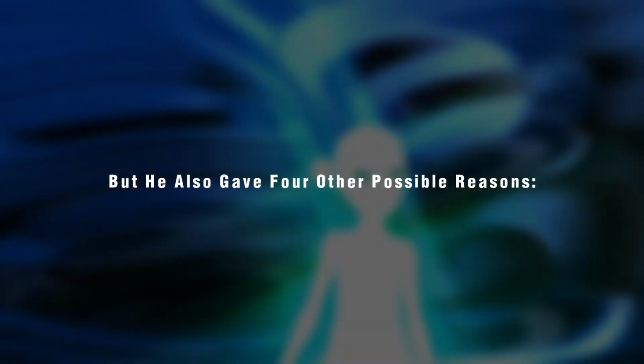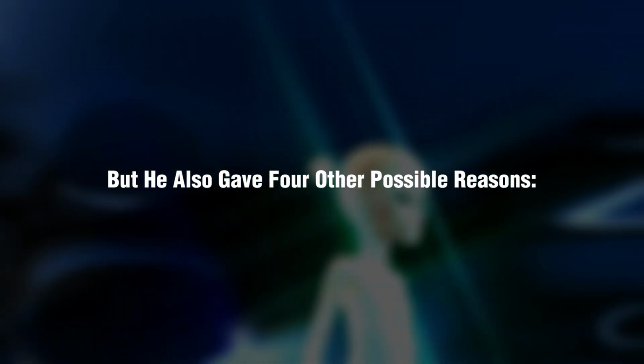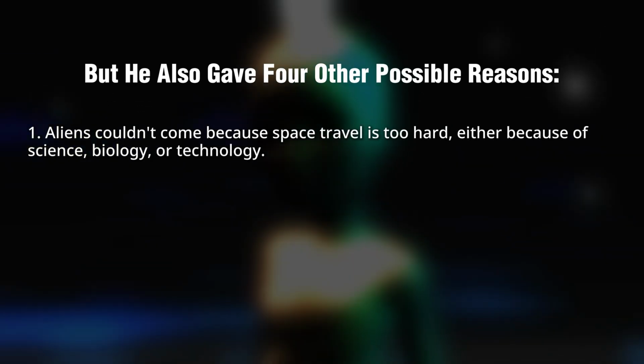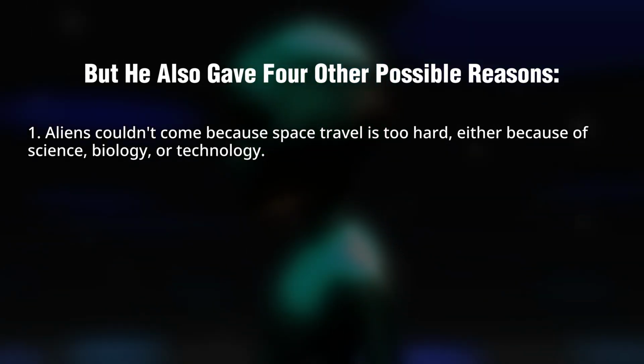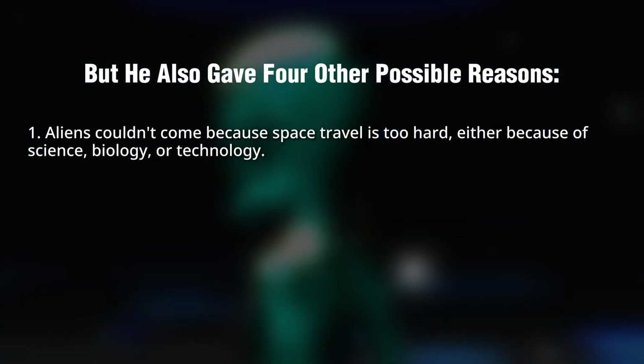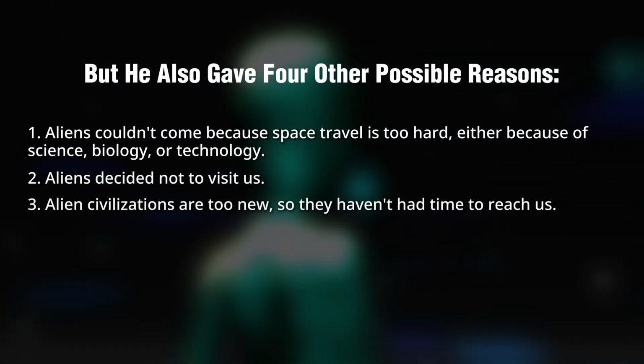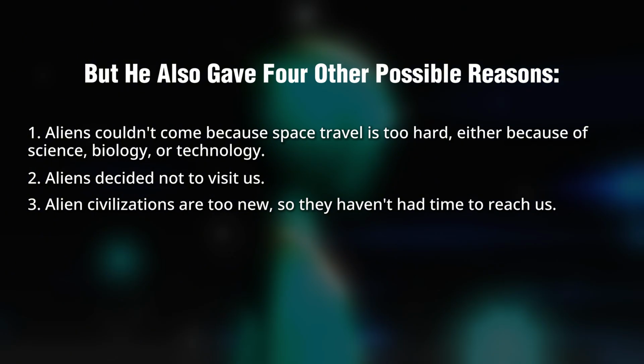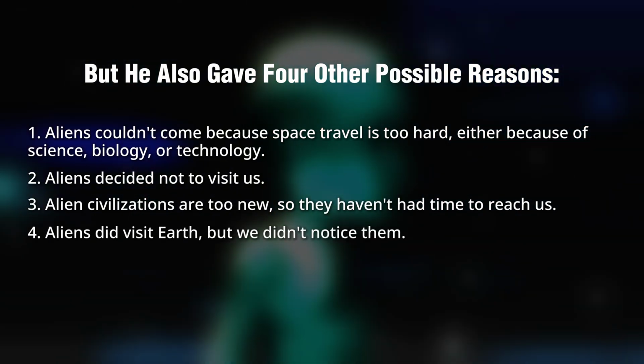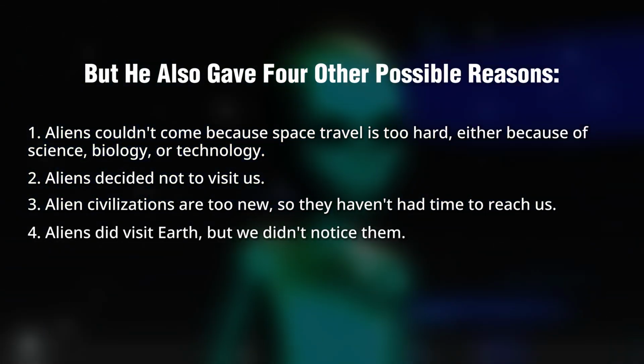He thought the reason we don't see signs of aliens is probably because they don't exist. But he also gave four other possible reasons. Aliens couldn't come because space travel is too hard, either because of science, biology, or technology. Aliens decided not to visit us. Alien civilizations are too new, so they haven't had time to reach us. Aliens did visit Earth, but we didn't notice them.